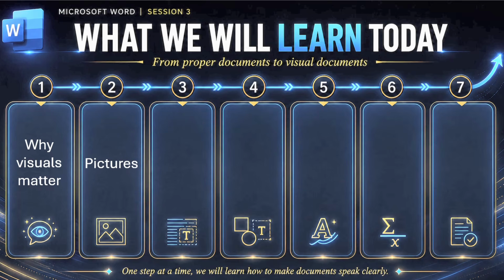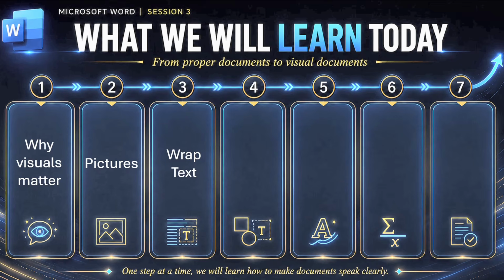After that, we will learn wrap text. This is one of those skills that seem small but make a big difference. It helps pictures and words work together on the same page. And if you have ever struggled with words moving unexpectedly or ruining your layout, this section will save you a lot of frustration.